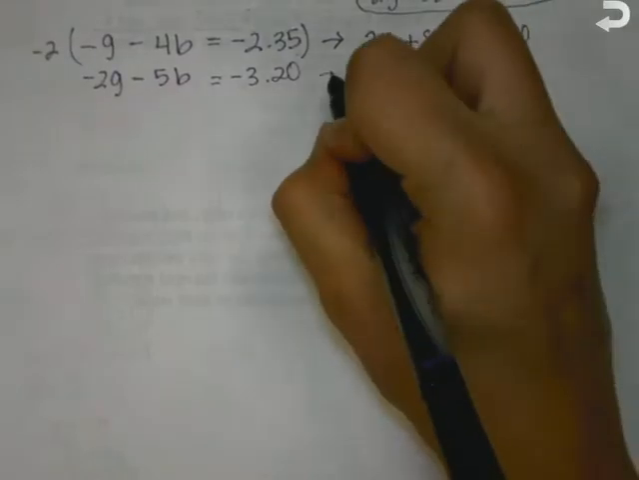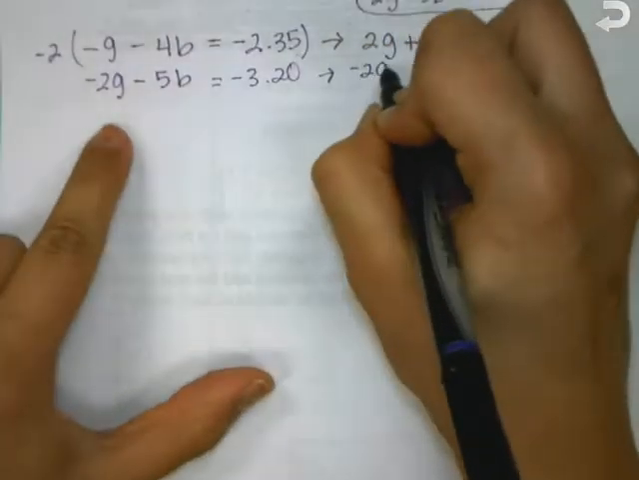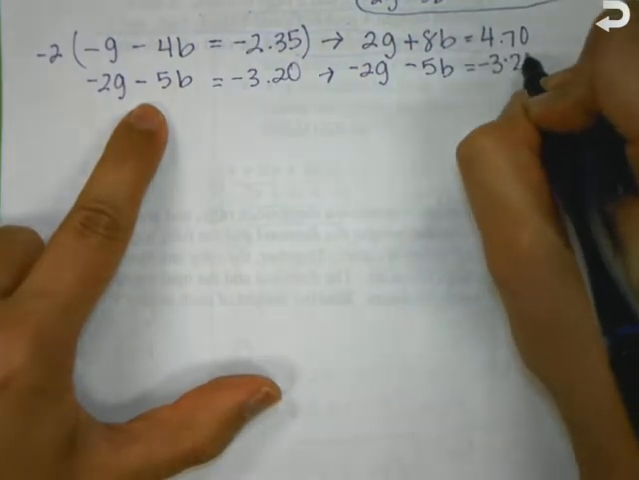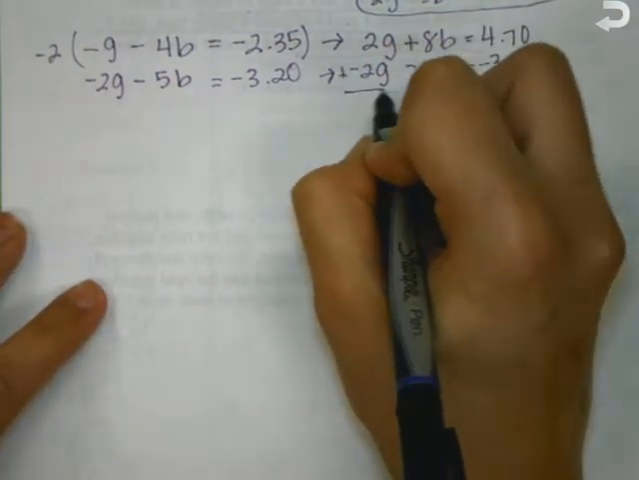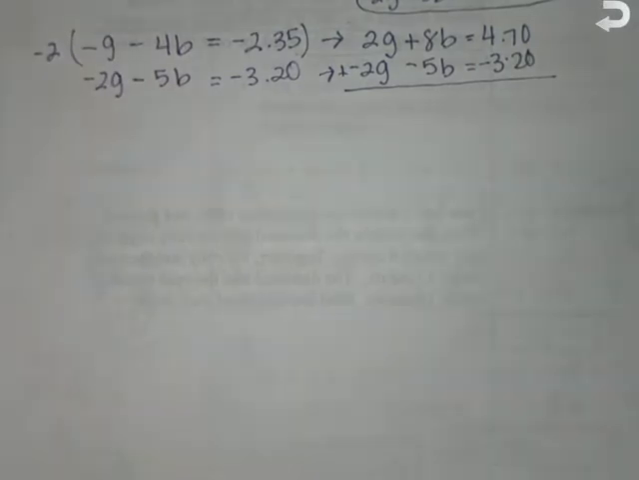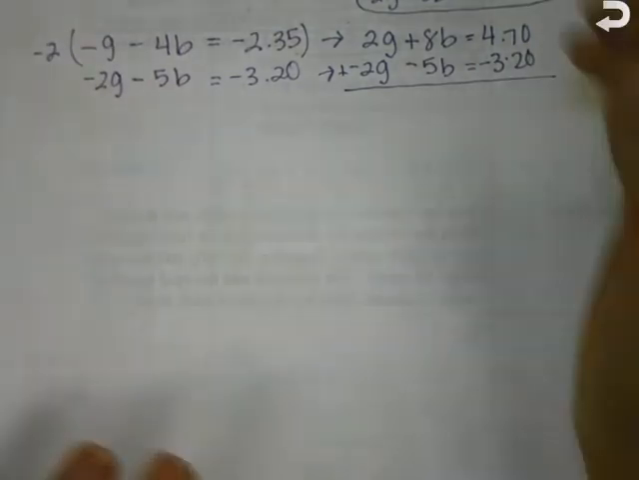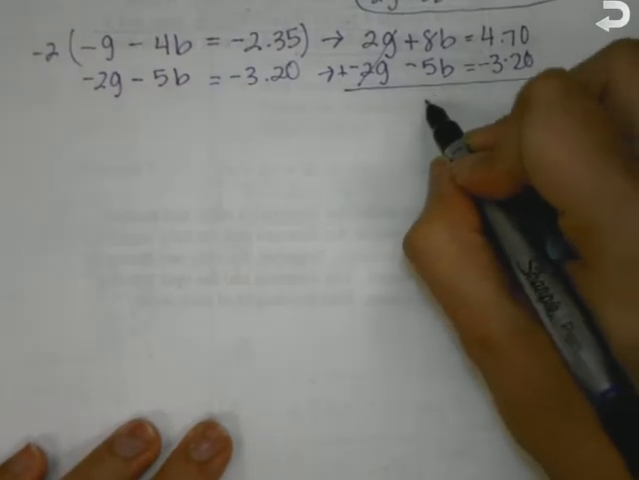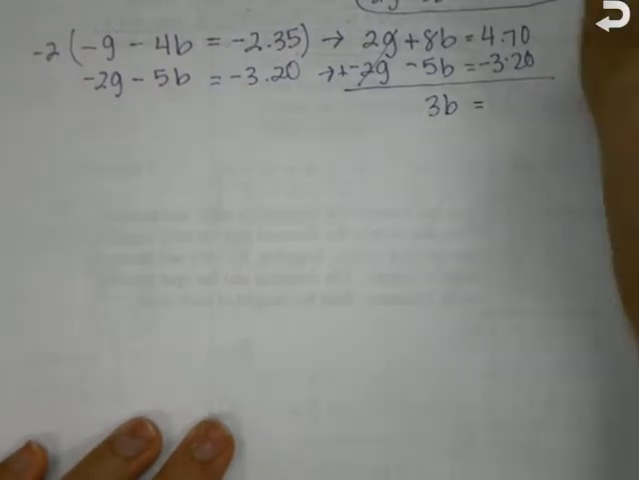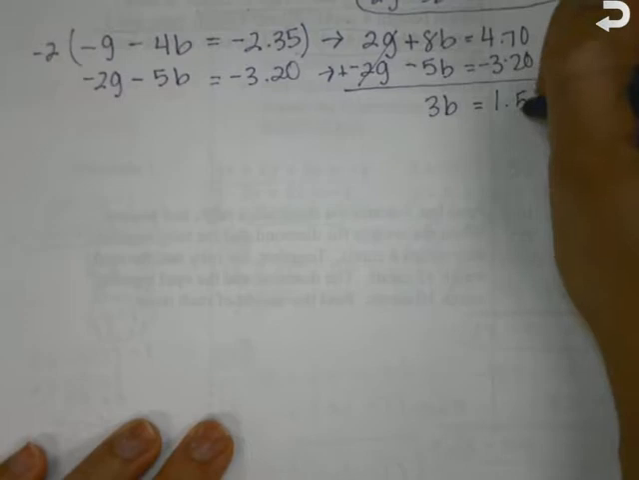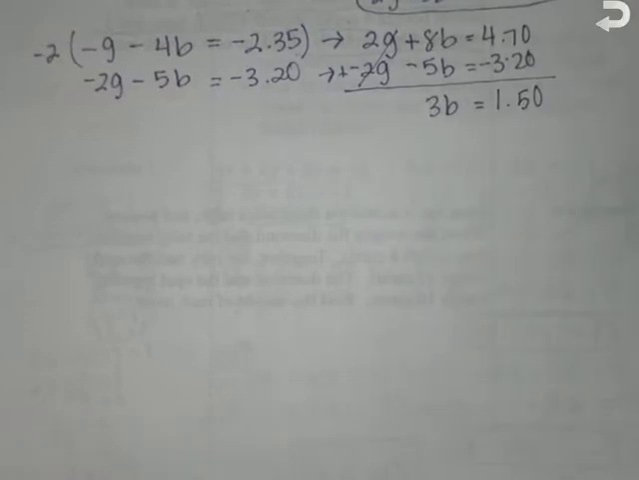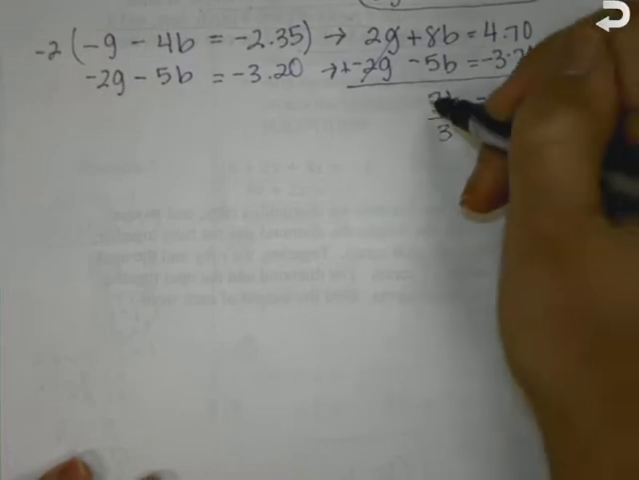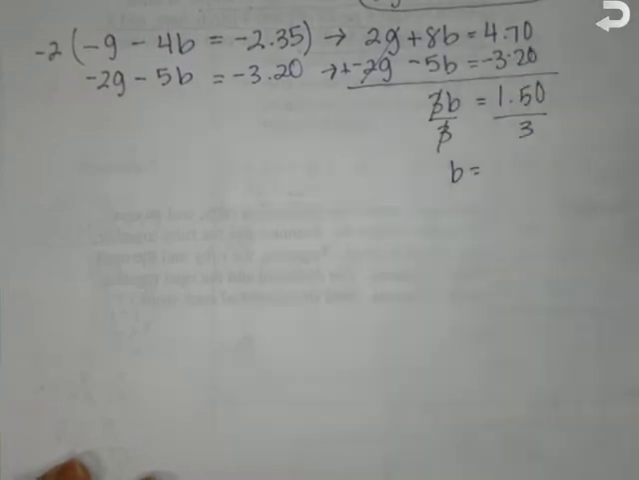Okay. Negative 2G plus 2G cancels. I get 3B equals 1.50. Oh, good. This is going to come out nicely. Divide both sides by 3. So B is equal to, this is money, so remember dollars, 0.50. 50 cents. So those are, candy bars are 50 cents each.